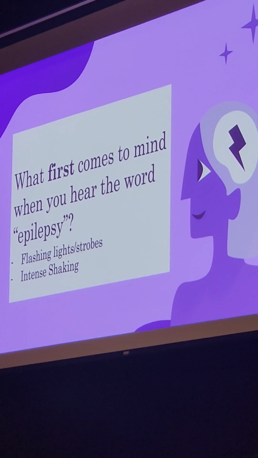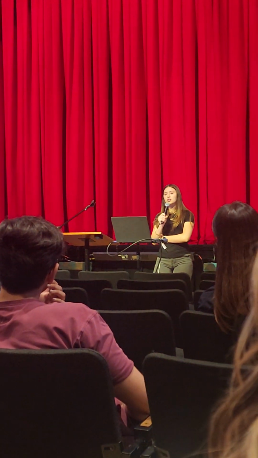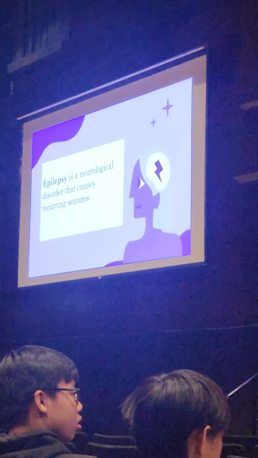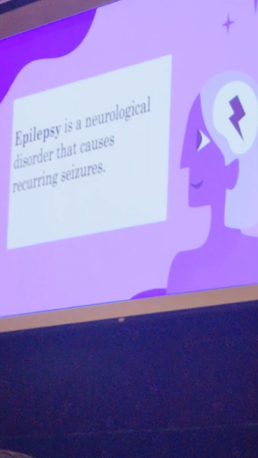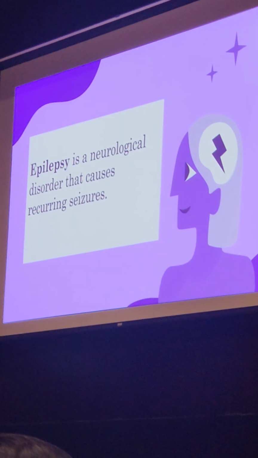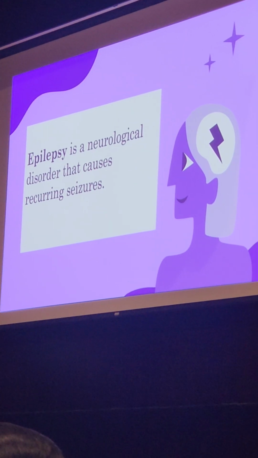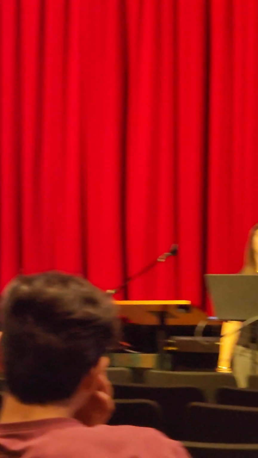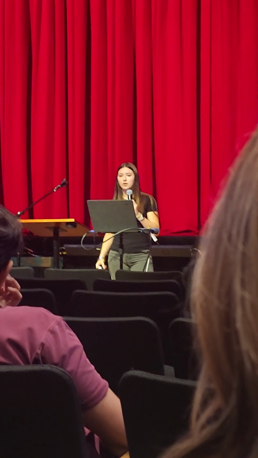So let me establish a definition. Epilepsy is a neurological disorder that causes recurring seizures. And interestingly enough, only 3% of cases are actually caused by flashing lights. So rave parties aren't the only villain here. Epileptic seizures form a spectrum of diverse characteristics that differ from person to person.